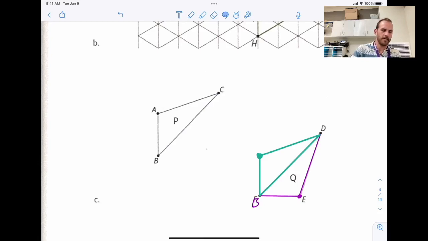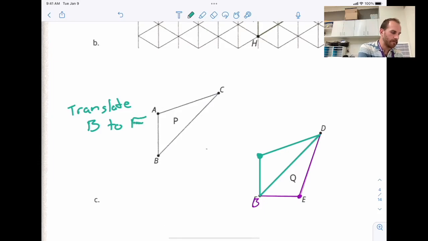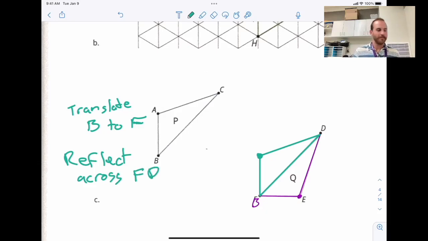Fantastic. So for this one, just remember, right, we translated. This was nice because it only had two moves, right? We translate B to F, and then we reflected across line FD. Ta-da! We got it.